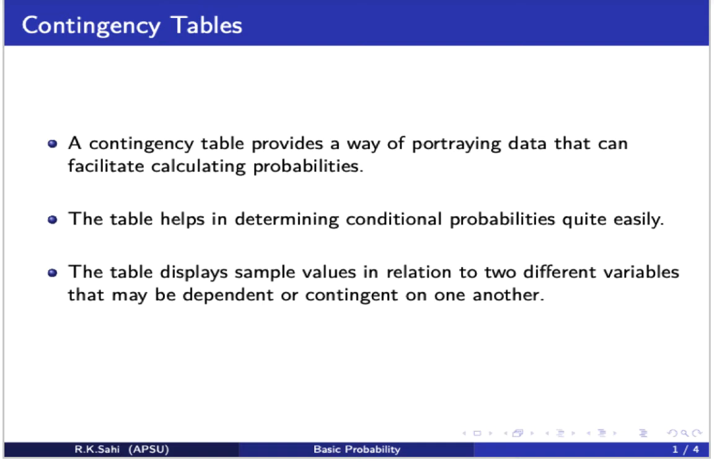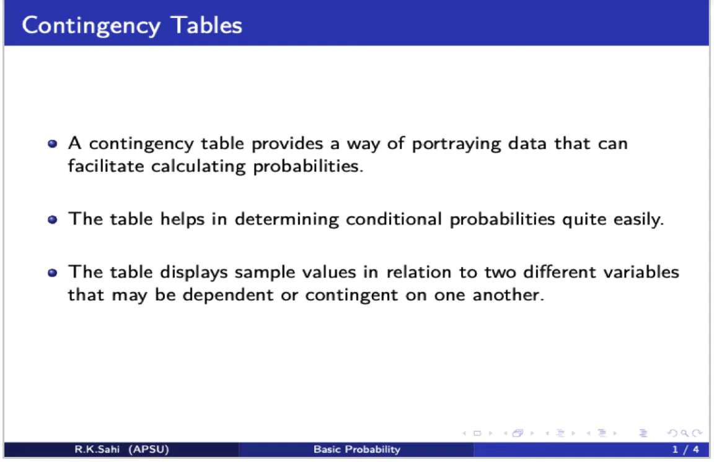Hello everyone. Today we are going to be looking at contingency tables. A contingency table gives us data which can help in calculating probabilities much faster. We can easily determine conditional probabilities using these tables. The table displays sample values in relation to two different variables that may be dependent or contingent on one another.